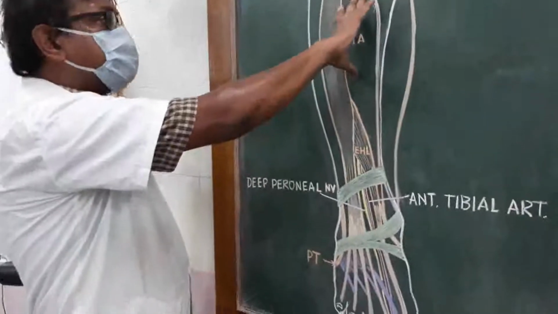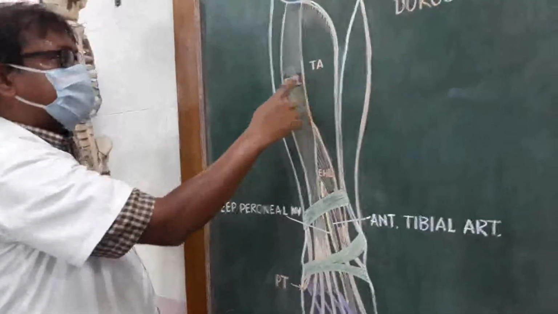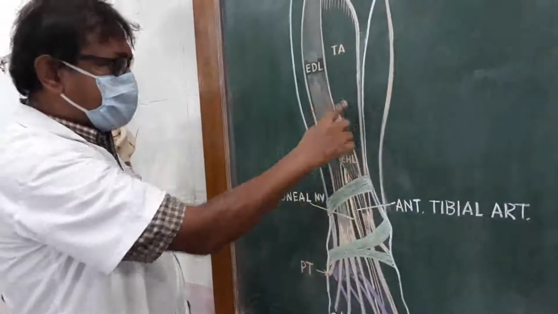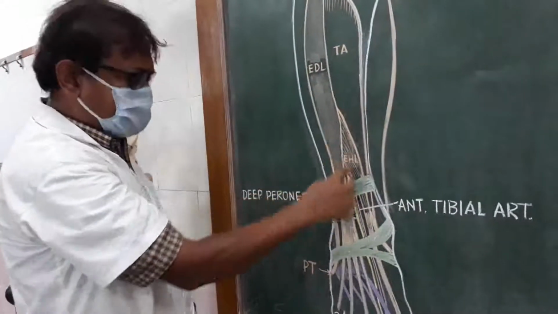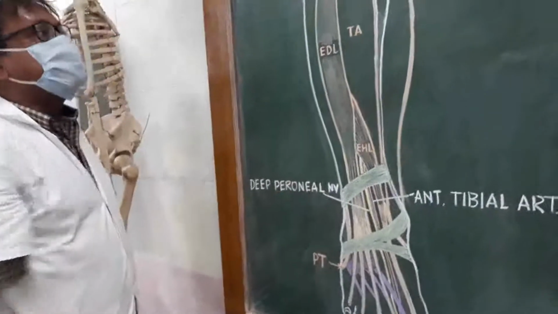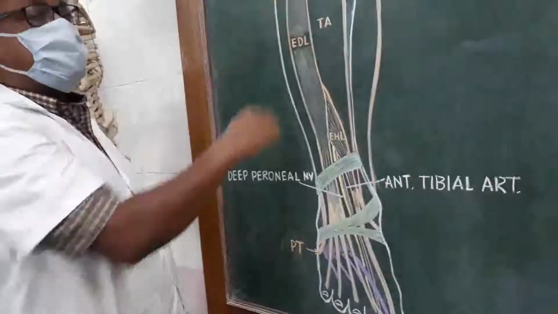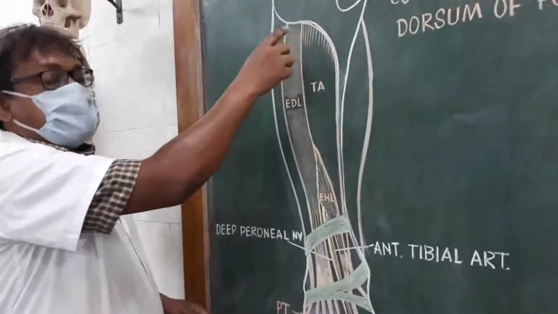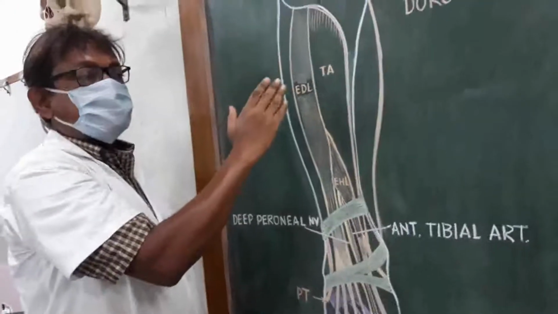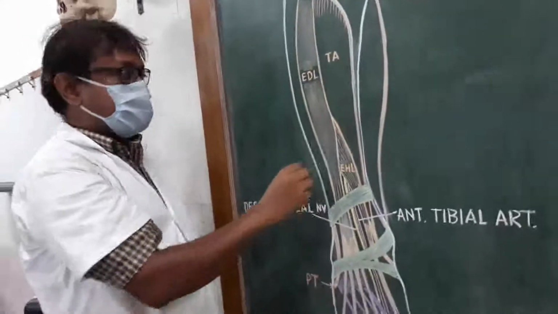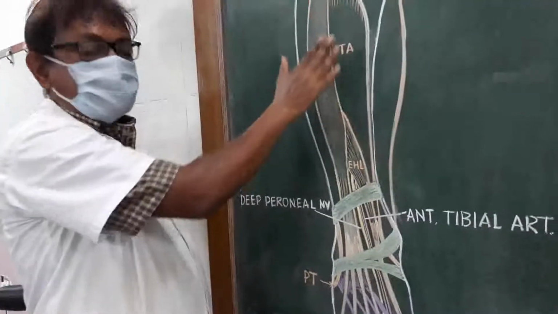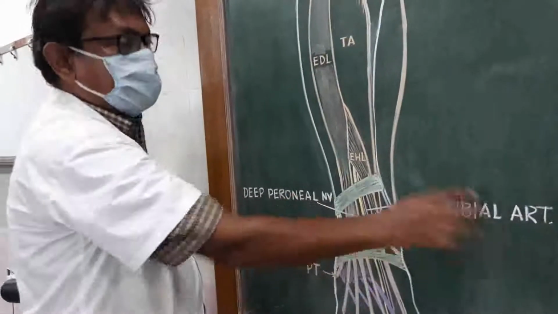In the upper part of the leg, tibialis anterior and the extensor digitorum longus run side by side, whereas in the lower part, tibialis anterior and extensor hallucis longus run side by side. Now the deep peroneal nerve is one of the terminal divisions of the common peroneal nerve. It arises from the bifurcation of the common peroneal nerve on the lateral surface of the neck of the fibula and descends in front of the anterior interosseous membrane accompanied by the anterior tibial artery.